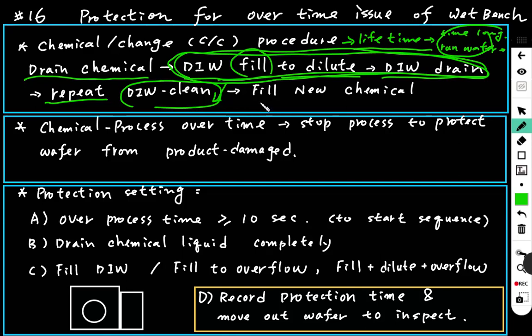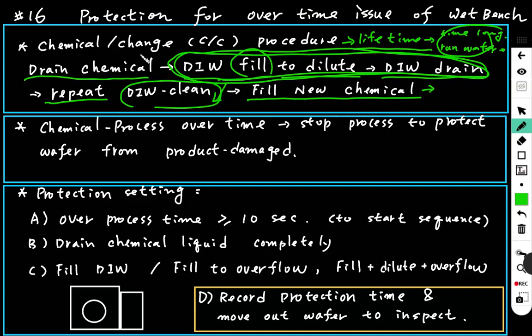After the DI water clean, we drain all the DI water to complete. Then we fill new chemical, and we can prepare to run the product. This is the chemical change.